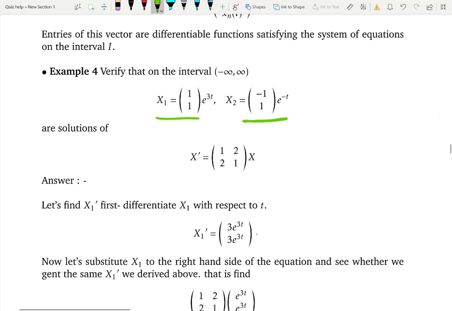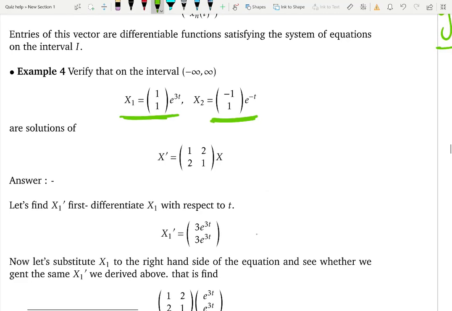Now, here's how I define solutions. Solution capital X1 looks like, you can see, a vector, 1, 1, times e^(3t), and this is another solution, okay? So here you actually have two dependent variables because you have two rows, right? Capital X, if you have two rows in this matrix, that means your capital X has x and y dependent variables, right? Or capital X1, capital X2.